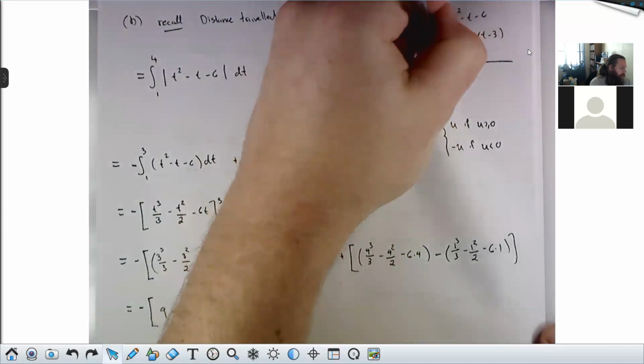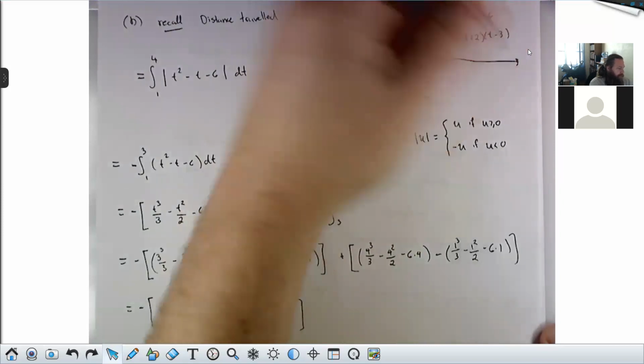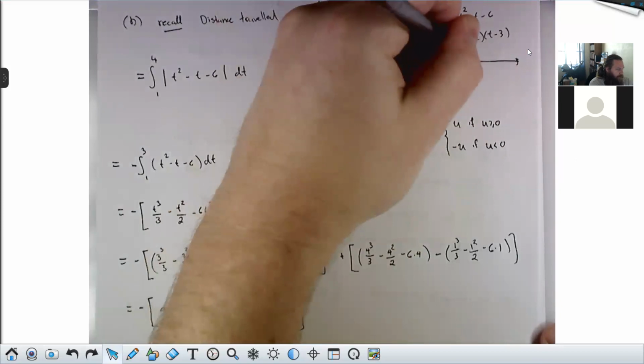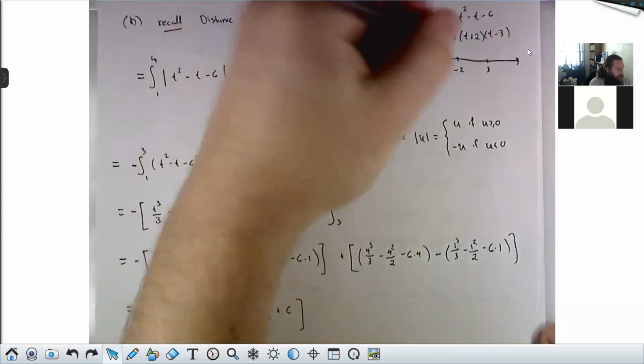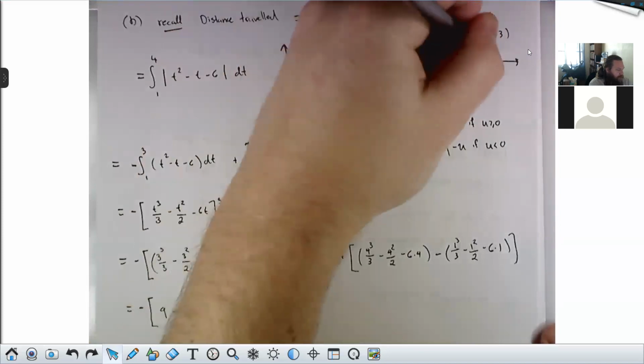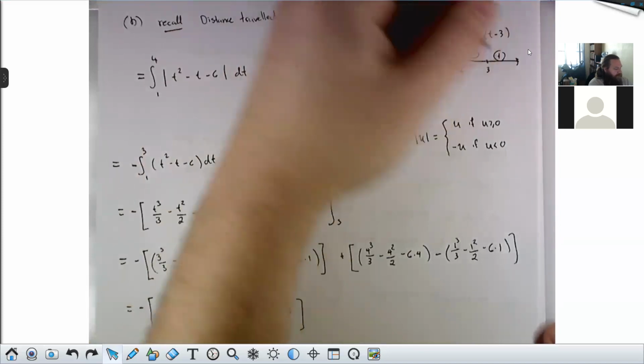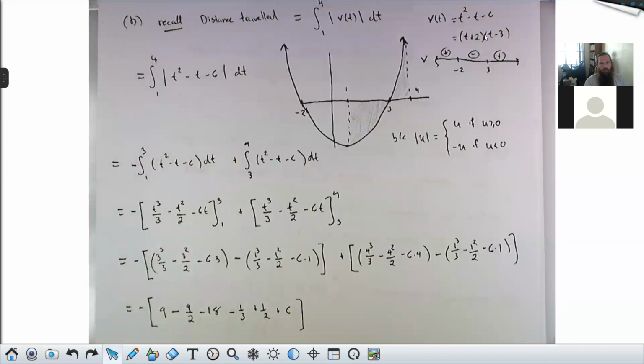Right, the number line for v would contain just -2 and 3. And we would discover that the function is positive here, negative here, and positive here. And that would have told me, okay, well, from 1 to 3, v is negative, and from 3 to 4, v is positive.